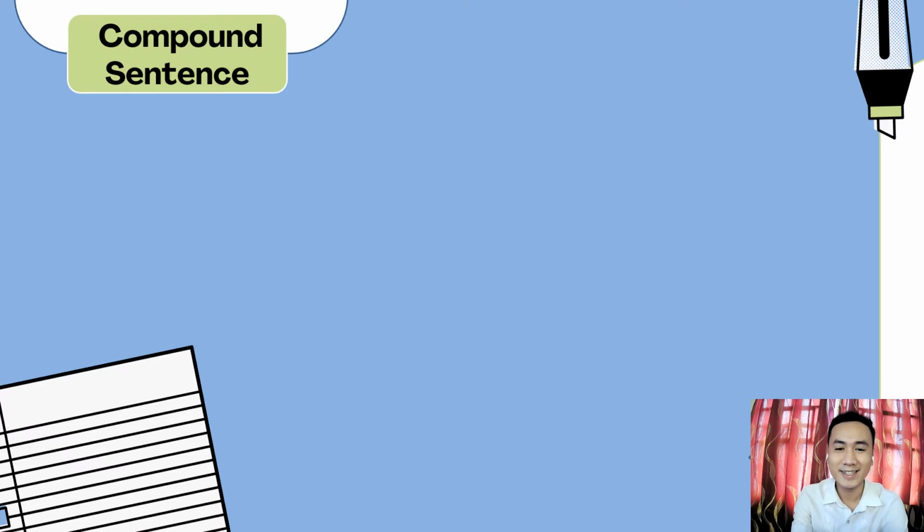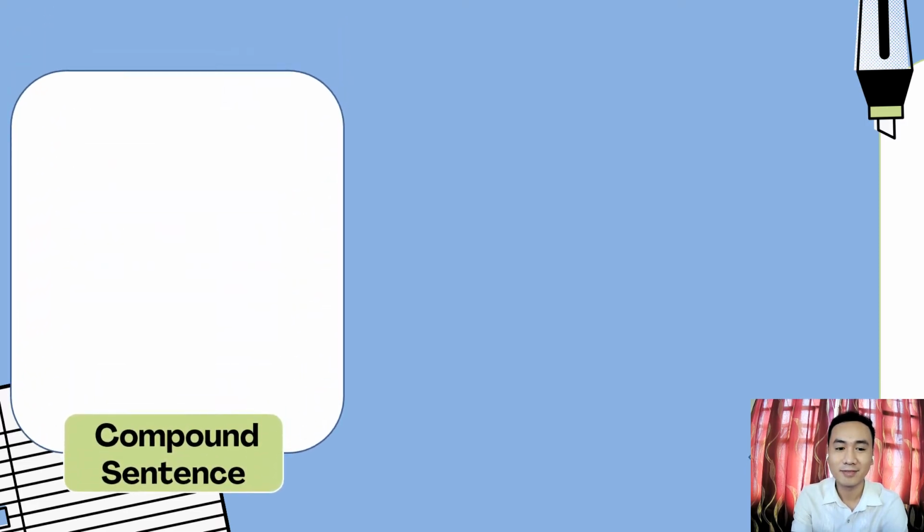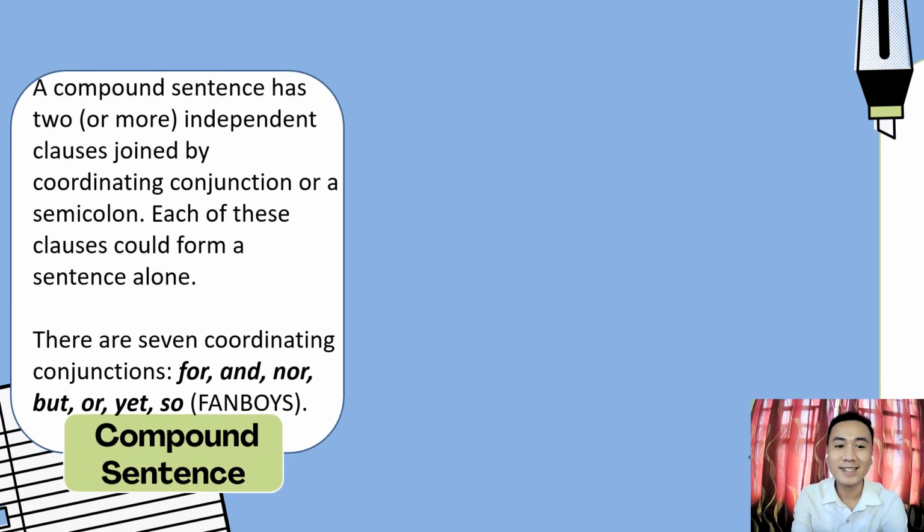Compound sentence. A compound sentence has 2 or more independent clauses joined by coordinating conjunction or a semicolon. Each of these clauses could form a sentence alone. There are 7 coordinating conjunctions that you have to know. We have for, and, nor, but, or, yet, or so, or the acronym fanboys.